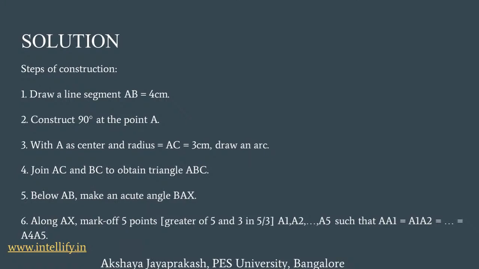Below AB, make an acute angle BAX. Along AX, mark off 5 points. 5 is chosen because it's the greater of 5 and 3 in 5 by 3. And name it A1, A2 and so on up to A5 such that the distance between the points is the same.